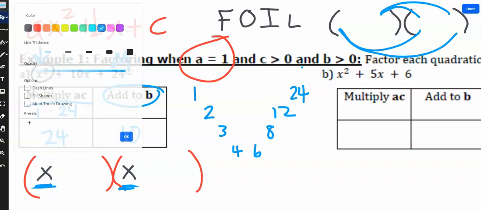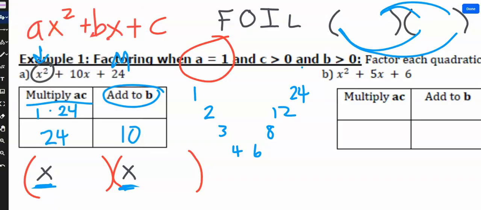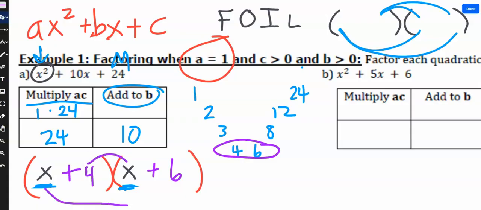Now, which one of those combinations adds up to 10? Well, of course, it's this one down here. So we're going to have a plus 4 and a plus 6. Those two things multiply to 24, but when you do the outsides and the insides, you add up to 10x. So this is the correct factored form for example 1a. Right there it is. X plus 4, x plus 6.